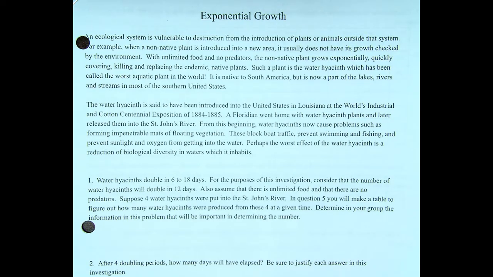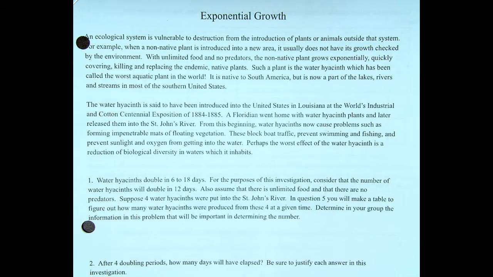An ecological system is vulnerable to destruction from the introduction of plants or animals outside that system. For example, when a non-native plant is introduced into a new area, it usually does not have its growth checked by the environment. With unlimited food and no predators, the non-native plant grows exponentially, quickly covering, killing, and replacing the endemic native plants. Such a plant is the water hyacinth, which has been called the worst aquatic plant in the world. It is native to South America, but is now a part of the lakes, rivers, and streams in most of the southern United States.